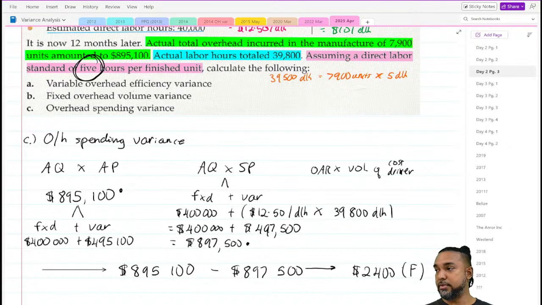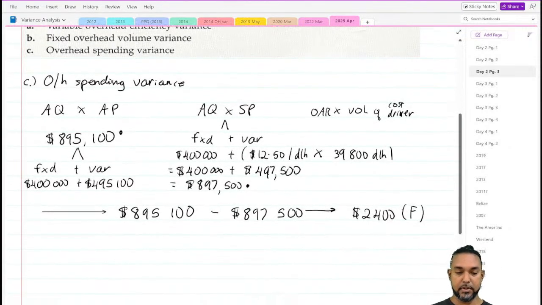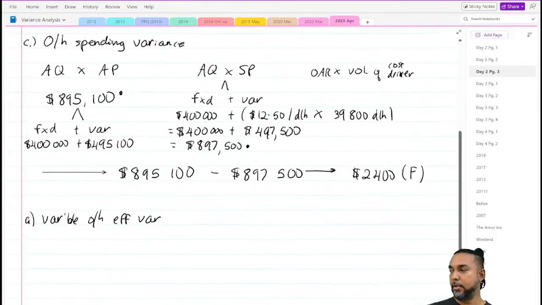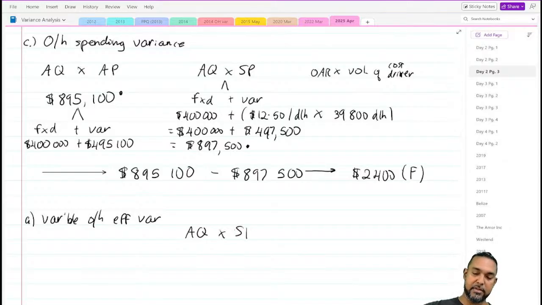So that was the overhead spending variance. The next thing I want to tackle is the variable overhead efficiency variance. So we're going to go to item A, right? I'm going to do A now. So item A is the variable overhead efficiency variance, right? Now that would be like the middle and the right side.